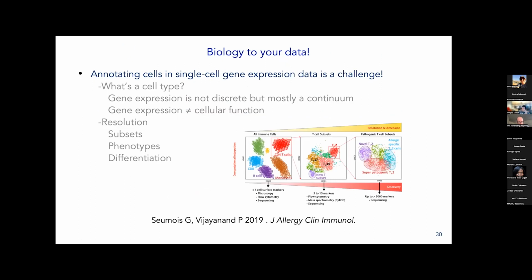So what is actually annotating cells in single cell expression data? And what is the challenge? Gene expression is not discrete, but mostly a continuum, as I said before. And the other thing is gene expression doesn't necessarily mean cellular function. This is important to keep in mind because a lot of the knowledge that we have for biological insights comes from functional data, phenotypical data, that will not necessarily correlate directly with gene expression.